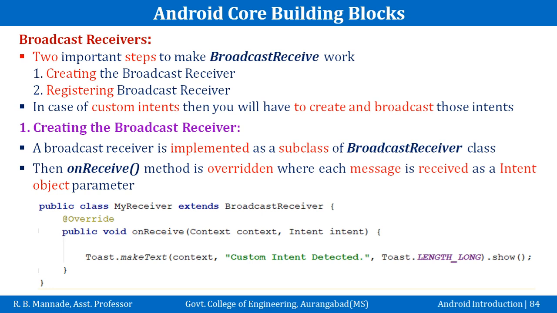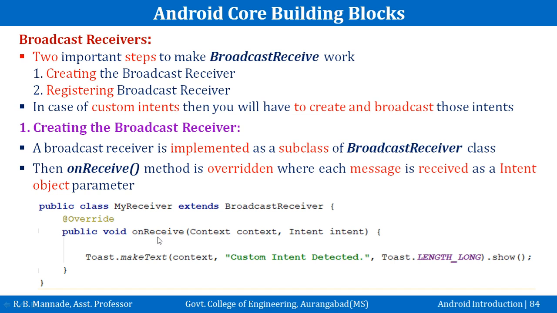This code snippet shows you how to create your own broadcast receiver, in the case of a custom intent. There is a public class myReceiver which is inherited from the BroadcastReceiver class. That is why myReceiver is also one of the broadcast receiver classes. And we have overridden the onReceive method.